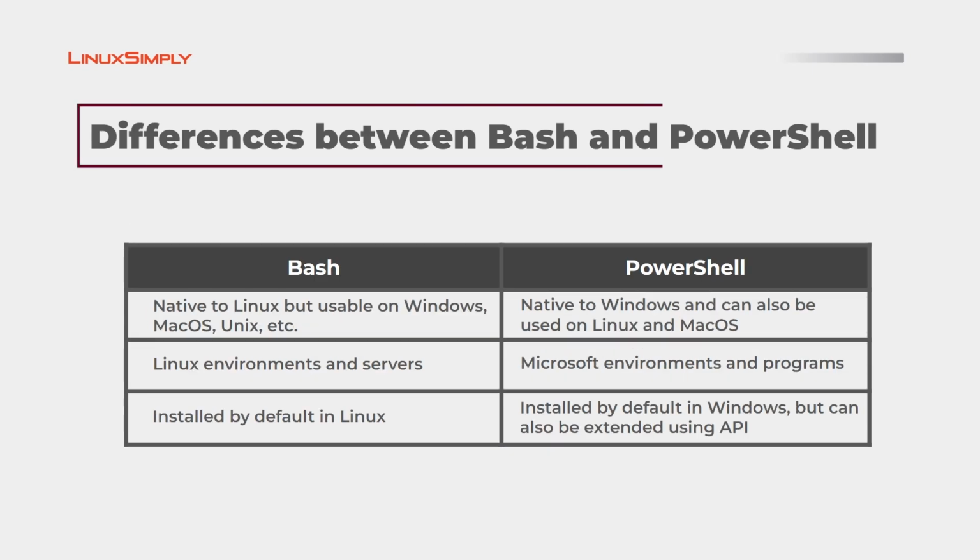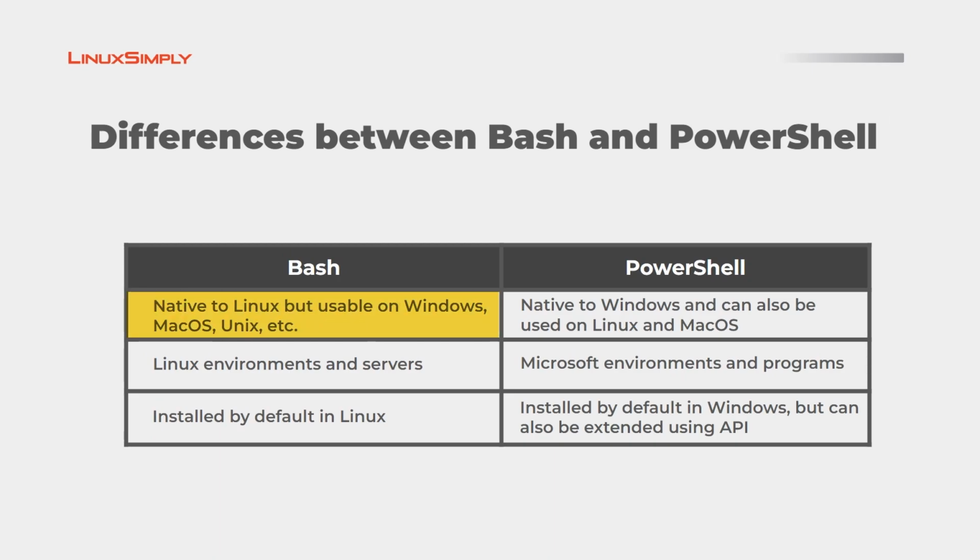In the next section, I will be talking about a few more differences. Bash is native to the Linux operating system, but also usable on Windows, macOS, and Unix-based systems, whereas PowerShell is native to the Windows operating system and can also be used on Linux and macOS. Furthermore, Bash is applicable for Linux environments and servers, whereas PowerShell is widely used for Microsoft environments and programs. Both Bash and PowerShell are installed by default in their own systems, but PowerShell can also be extended using API.